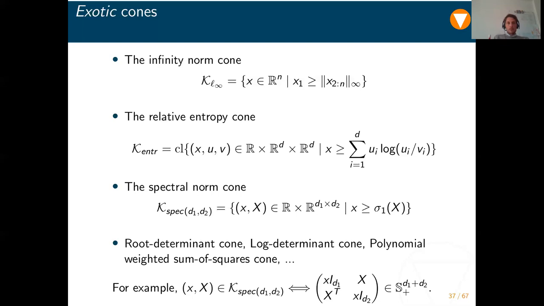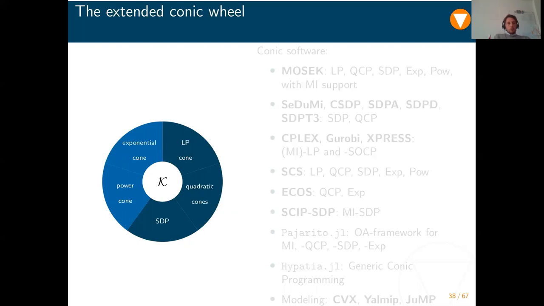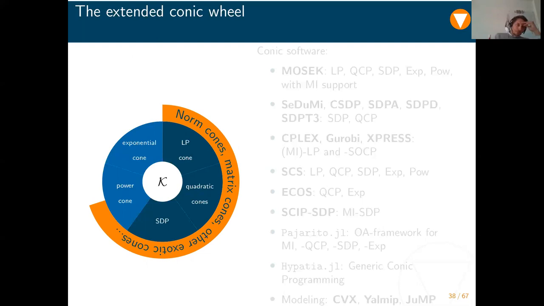So if we want, we could talk about something like the extended conic wheel. So I put it around here. I don't name all of them because there are also many other examples, a lot of norm cones, matrix cones, other exotic things. These can all be things which complete this wheel of standard cones. And then when you want to design software for that, like I said, Mosek has chosen one path somehow, but there are other paths that you might choose.